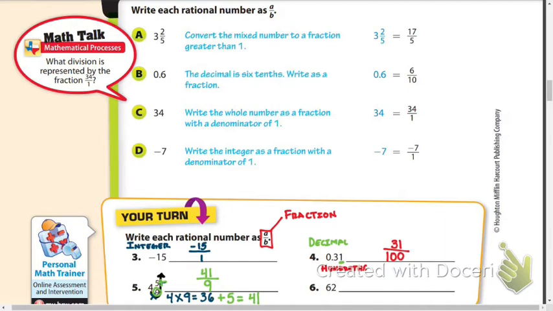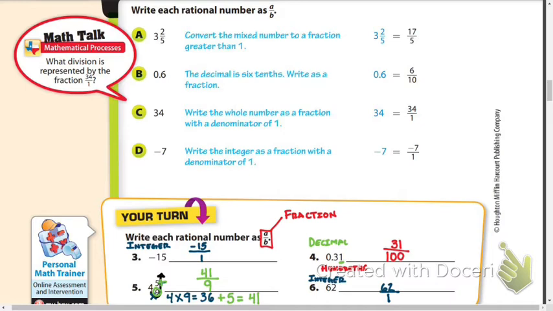Very good. For number 6, we have a whole number, or another integer. What is the rule for an integer? What did we say it was? Put it over 1. Very good. In order for us to make a whole number into a fraction, we just put it over 1. So I'm going to put 62 over 1. And now I have a fraction there.